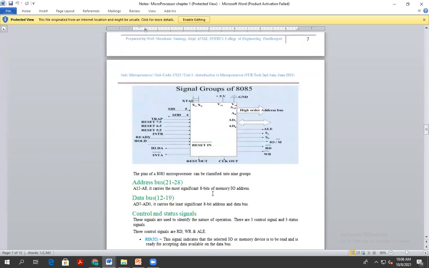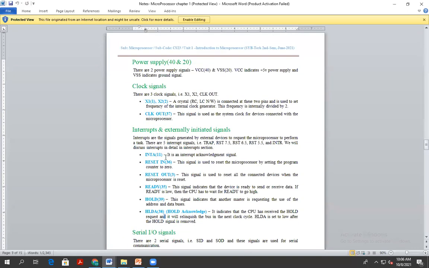Okay, these pins. INTA is the interrupt acknowledgement, used when we have to send an acknowledgement of the interrupts. This interrupt system comes in unit 7, where we will explain it in total. But just this pin number 11 of the 8085 is used for interrupt acknowledgement, and the reset pin 36 is used to reset the microprocessor by setting the program counter to 0. Reset means the counter is going to be 0 and it starts with the initial state.